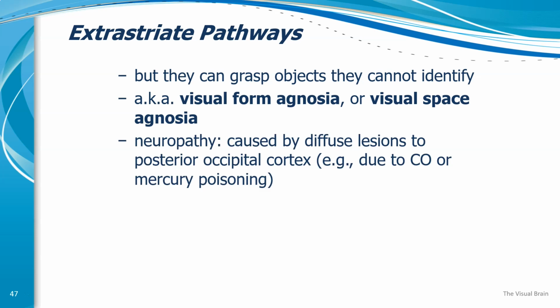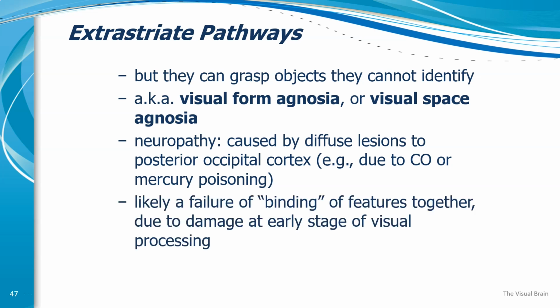Now, we do want to understand the neuropathy of what underlies this. It's typically caused by diffuse lesions. So not a tiny little pinpoint lesion, but lesions to large swaths of the occipital cortex, often due to something like carbon monoxide poisoning, which will affect large areas of the brain, or even things like mercury poisoning. It seems to be a failure to take all the separate aspects of a stimulus, the shape, the color, the motion, and bind them together into a holistic, unitary percept. Again, we believe this is due to damage at a relatively early stage of visual processing.